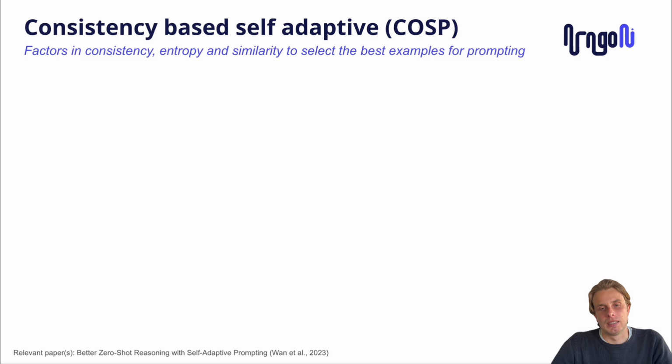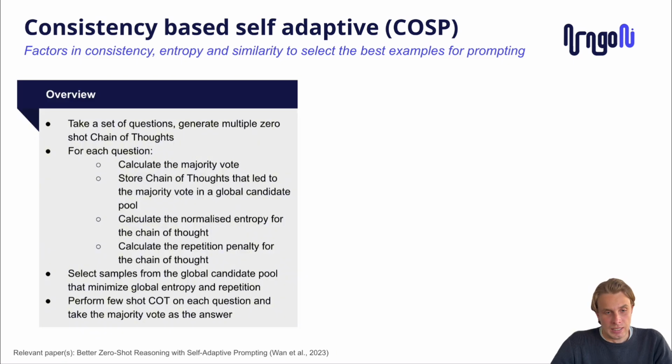Okay, consistency-based self-adaptive prompting. This is another technique that we can use for selecting examples from a candidate pool to then use for few-shot prompting. The most interesting part here is how they factor in consistency, entropy, and similarity to choose these relevant examples. So let's step through how it goes.